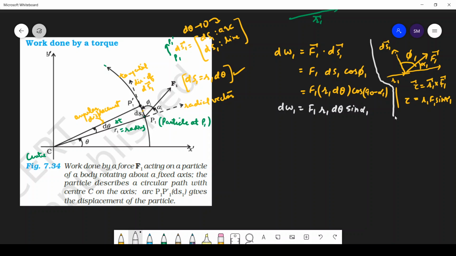Now what is your tau 1? Tau 1 we have just calculated, that is equal to r1 f1 sine alpha 1. Let us take this as equation number 1 and the other as equation number 2. Now put the value from equation 2 over here: f1 r1 sine alpha 1. So put second in first. What do you get? dw1 is equal to tau 1 into d theta.